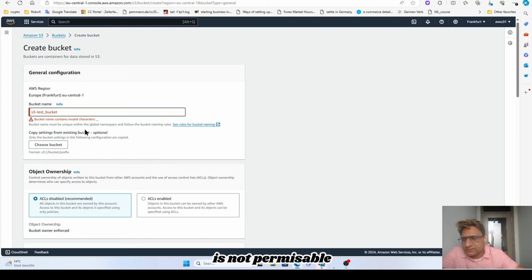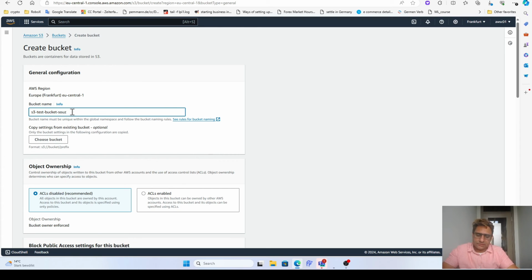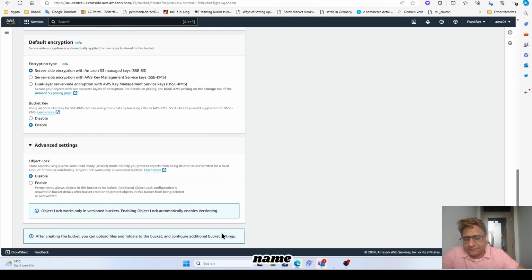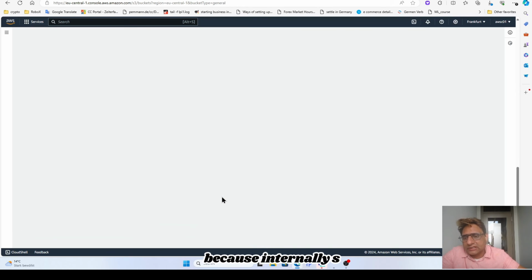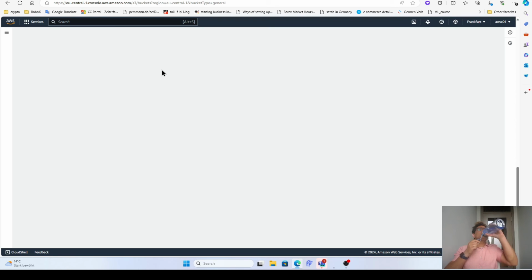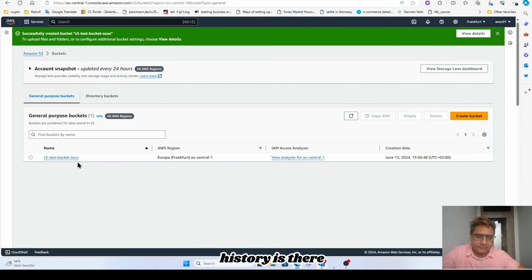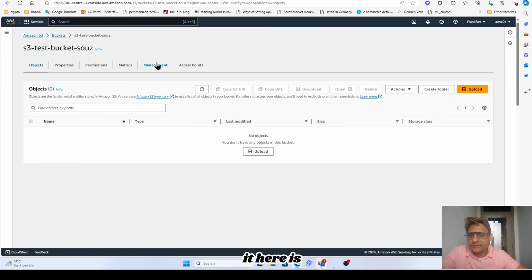Okay, this character is not permissible. So this name should be uniquely identifiable, because internally AWS has its own infrastructure which makes stuff possible. That's why they always want the name to be unique and permissible. And yeah, your S3 is there. And if you want to manage it, here is the management.